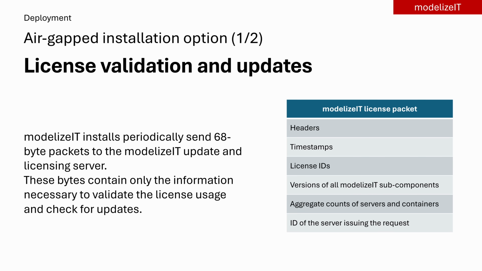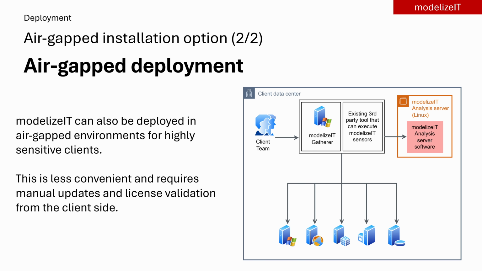The software periodically sends 68-byte packets to the modelizeIT update and licensing server. They contain only the information necessary to validate the license usage and check for updates. modelizeIT can be deployed in air-gapped environments for highly sensitive clients. This is less convenient and requires manual updates and license validation from the client side. However, it does satisfy the needs of our most sensitive clients.